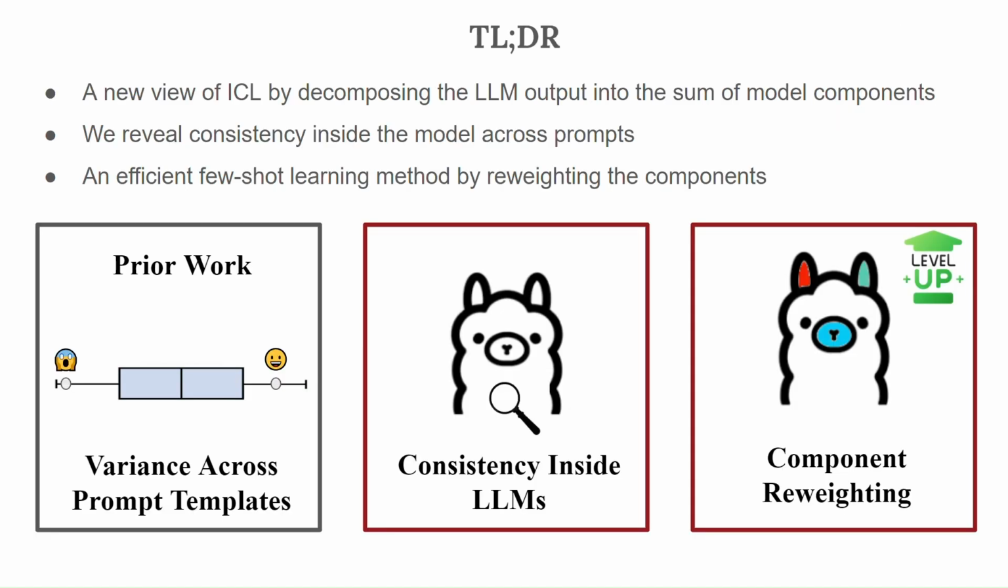In summary, we share a new view of in-context learning by decomposing the large language model output into the sum of model components. We identify curious components and reveal consistency inside the model across prompts. Finally, we propose an efficient few-shot learning method by reweighting the components.